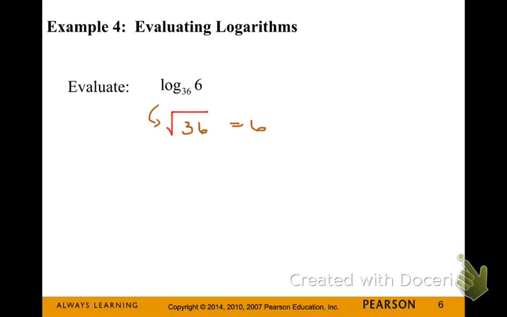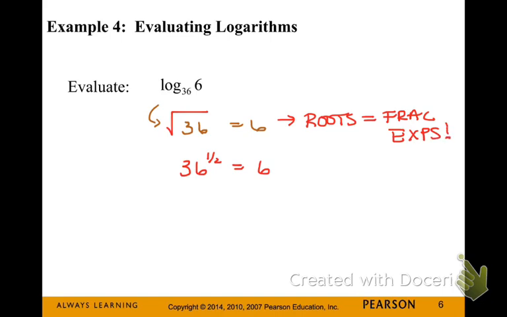But we also talked about it before when we were talking about our exponents, that we can rewrite roots as fraction exponents. So 36 to the 1/2 power is the same thing as the square root. And so, since we now have an exponent, that means we can rewrite it as a log. Remember, roots are the same thing as fraction exponents. So if we're going to write this in logarithmic form, that means here then that log base 36 of 6 is equal to the exponent of 1/2.